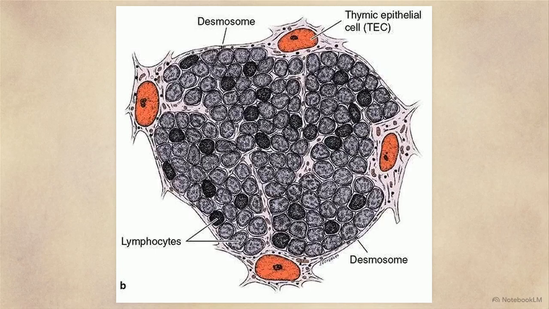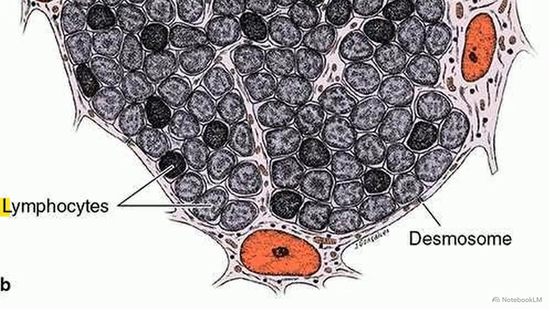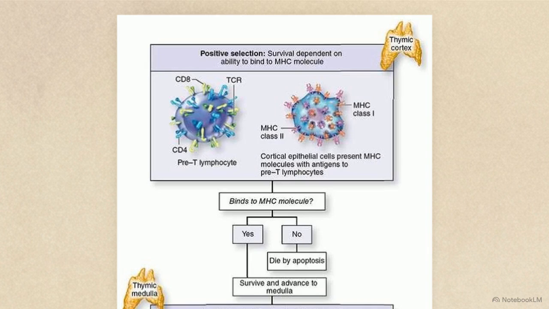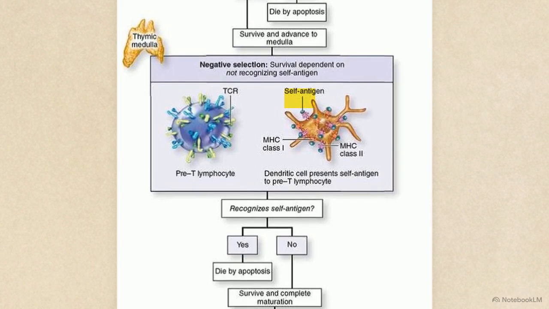Inside the cortical compartment, stellate thymic epithelial cells form a unique cytoreticulum joined by desmosomes. This living framework physically supports and cradles the developing thymocytes, acting as the primary testing ground for their receptors. This diagram illustrates positive selection. Epithelial cells present MHC molecules to verify functional receptor binding. 80% fail to bind and undergo apoptosis. Surviving cells advance to the medulla for negative selection, where survival depends on not recognizing self-antigens.